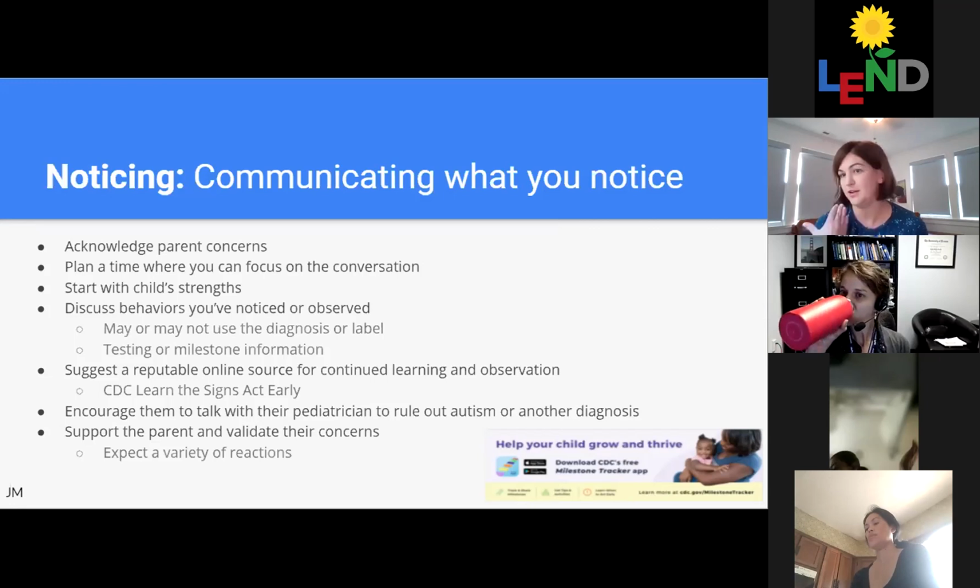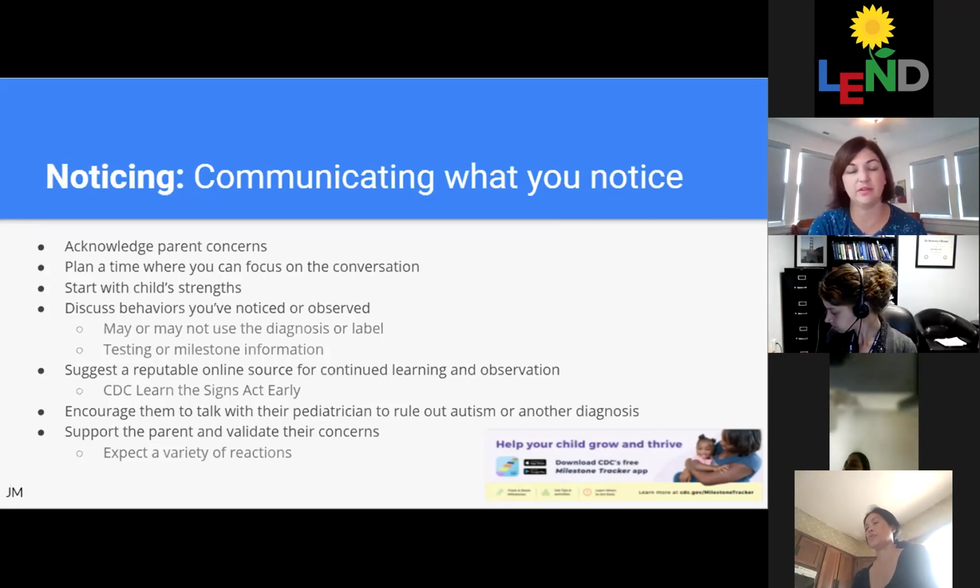So these are not "you have to do it this way," but things to consider if you have a child you're concerned about, maybe in your classroom or in your family or a close friend. So the first one is acknowledging parents' concerns.